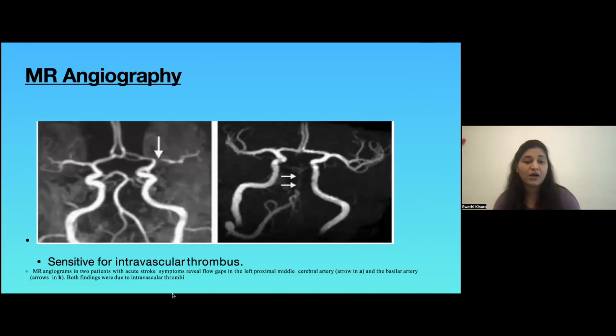So coming to MR angiography, MR angiography is very sensitive for detecting intravascular thrombus. The two pictures that are displayed here are MR angiograms in two patients with acute stroke symptoms. And these reveal flow gaps in the left proximal middle cerebral artery and also flow gaps in the basilar artery.